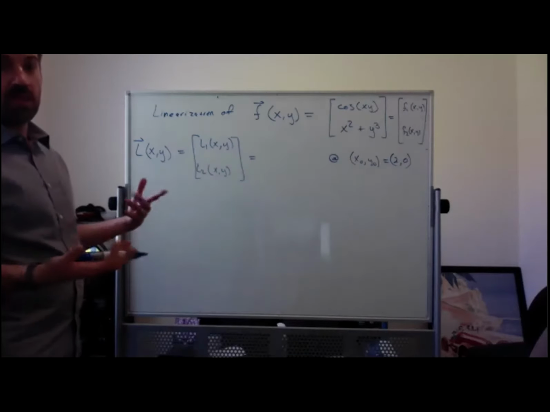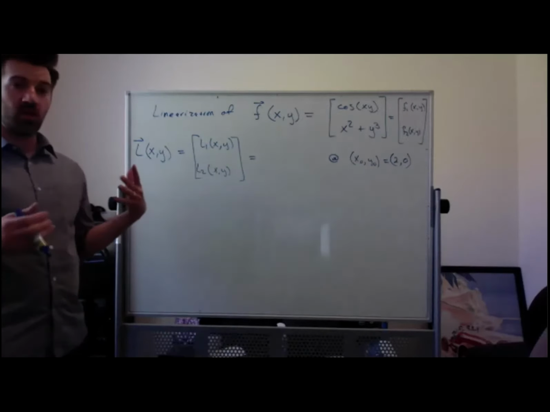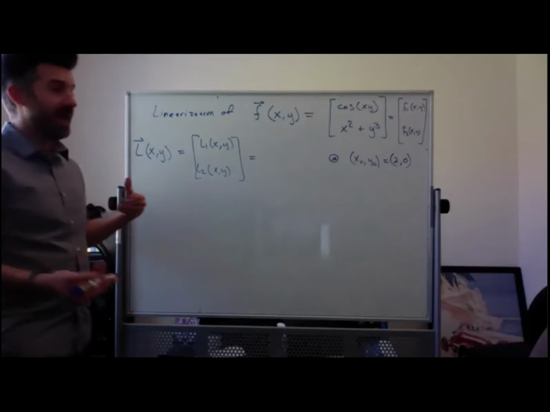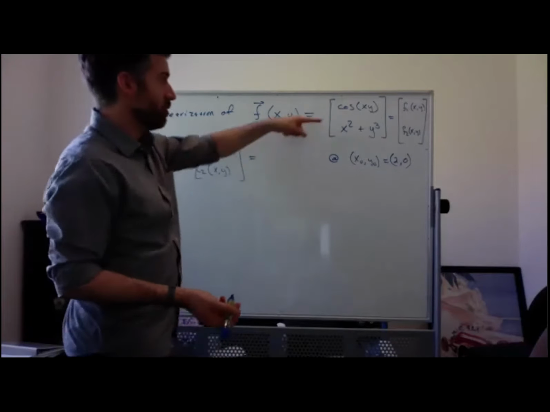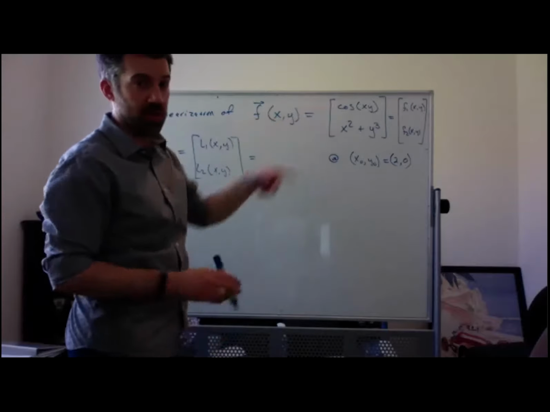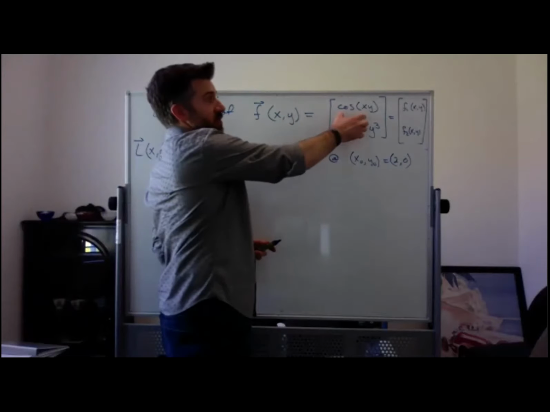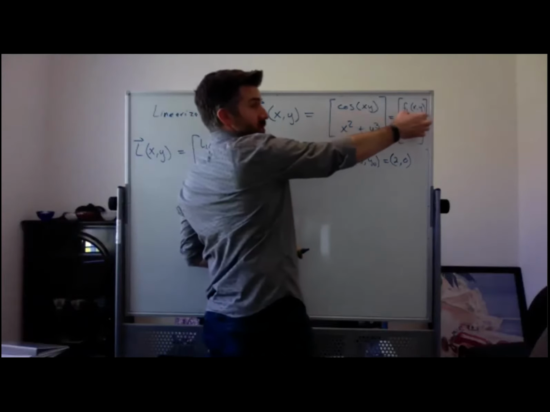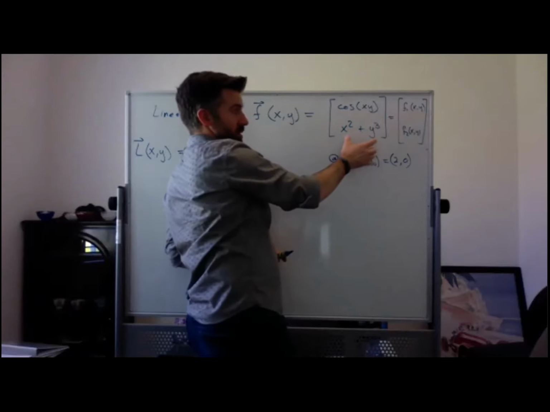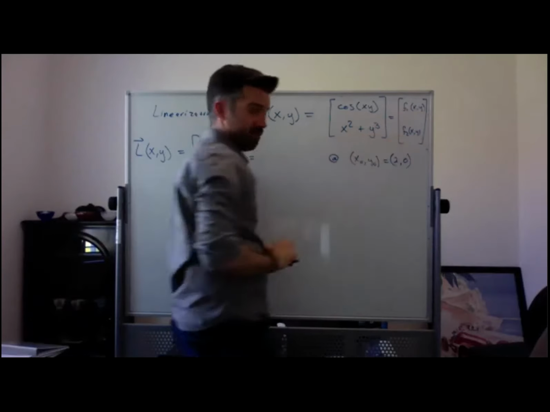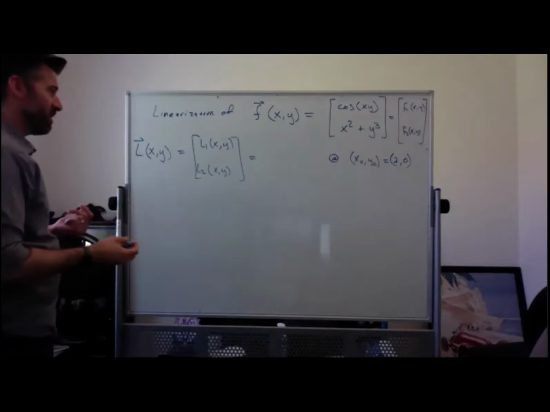And again, what that means is we're just finding the equation of the tangent plane at that point to these two different functions. So we're finding the equation of the tangent plane to this function, and that's going to go in the first spot. We're finding the equation of the tangent plane to this function, and that's going to go in the second spot. So here's what that's going to look like.